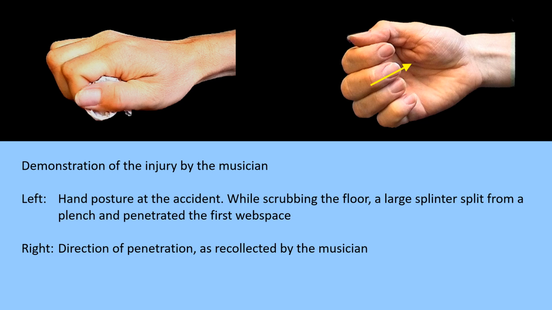These photographs show the injury as demonstrated by the musician. Left shows the hand posture prior to the accident. Right shows the location and direction of the splinter penetration as recollected by the musician.